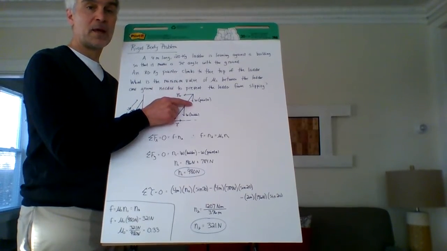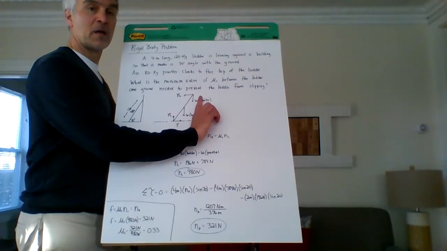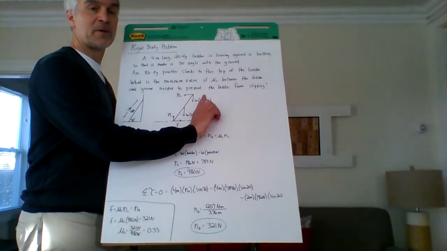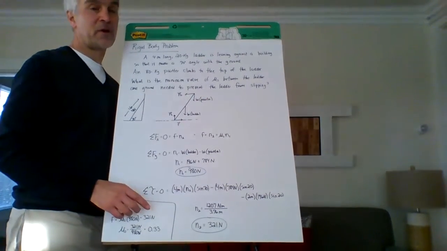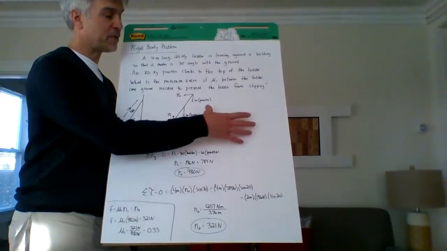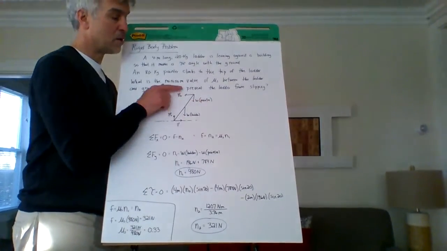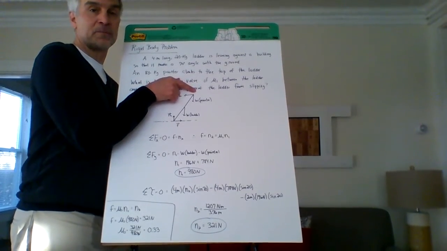Now, in these problems, we ignore friction between the side of the building and the ladder. We always assume that there's zero friction here. That makes our life a lot easier. Now, in reality, there's going to be some friction, but for our purposes, we're pretending that there's no friction between the ladder and the side of the building.